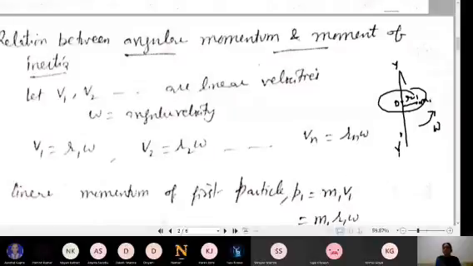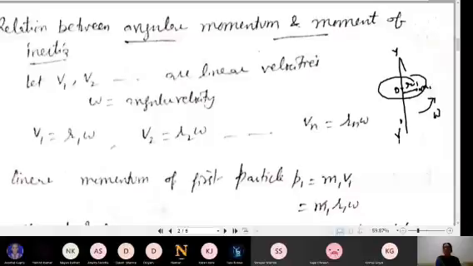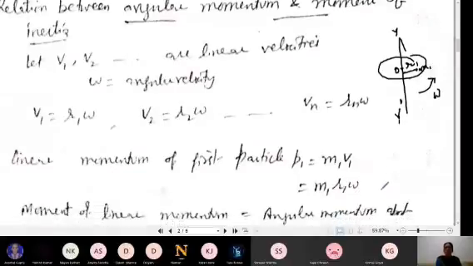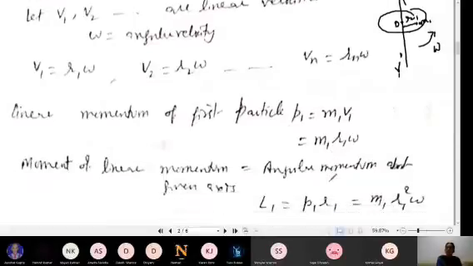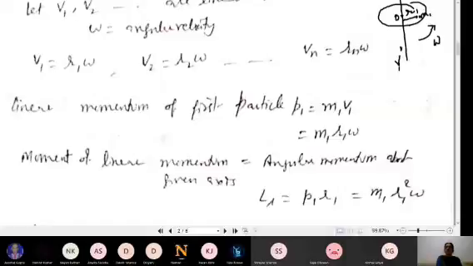Linear momentum we denote by small p. So p1 equals m1 v1, and v1 equals r1 omega. If you put the value here, I get m1 r1 omega. Omega is constant. The moment of linear momentum, meaning angular momentum about the given axis, is denoted by L. L is given by P into R. So for the first particle, L1 is given by P1 into R1, where R1 is the perpendicular distance.